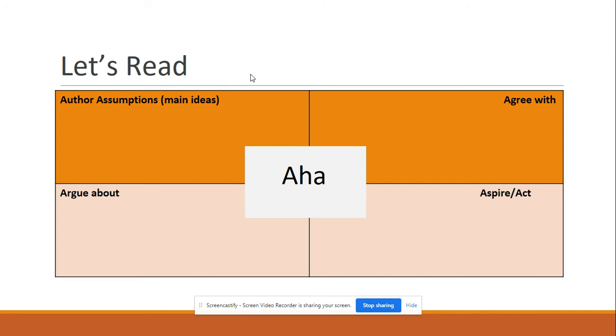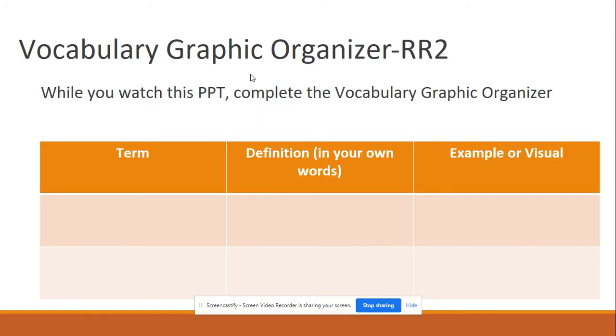So I'm going to give you some time to reflect on the reading and to answer the A protocol on the assignment after watching the video from Dr. Escamilla as well as after reading the article for this lesson. In addition, you're going to complete the vocabulary graphic organizer on the RR2. And while you watch the presentation, complete the vocabulary so it's going to be easier for you.